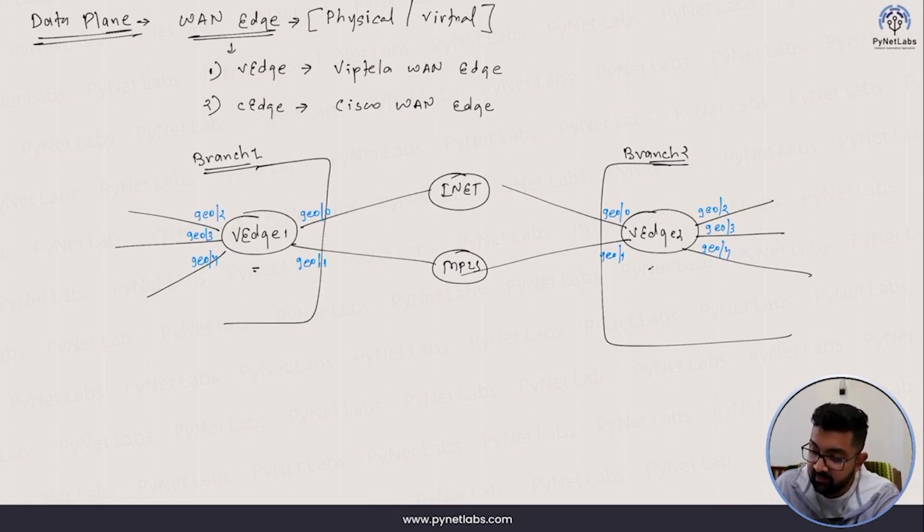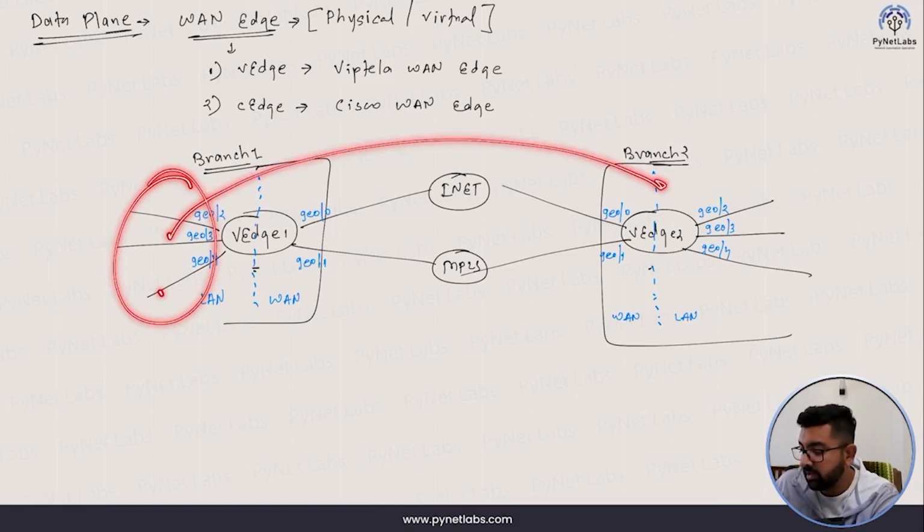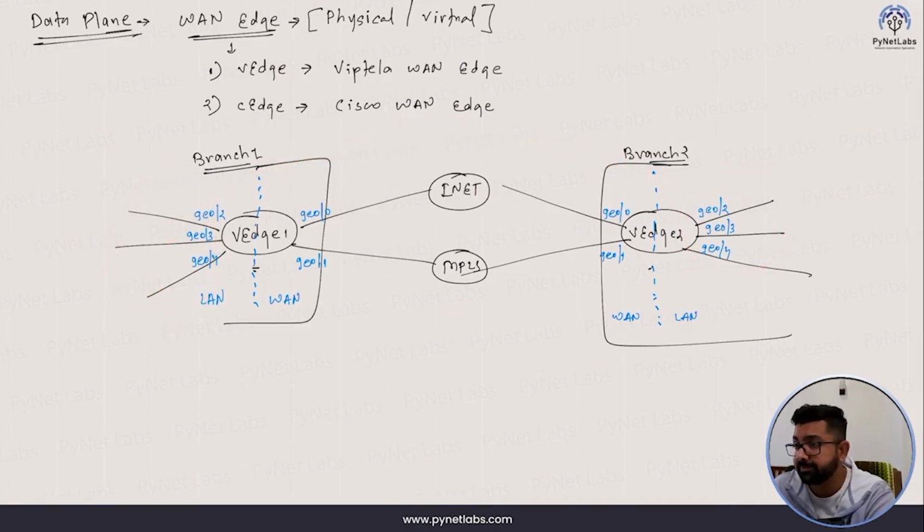We can divide this WAN edge then into two parts. One is the LAN segment and the other one is the WAN segment. Similarly, this WAN edge can also be divided into two parts, WAN and LAN segment. The end goal is to make communication from the LAN segment of one branch to the LAN segment of another branch secure. But how does that work?